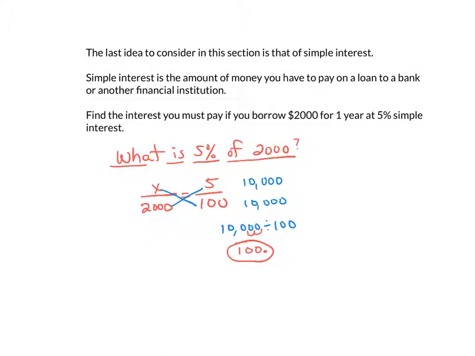which means at the end I'm going to have to pay back $2,100. 2,000 is the original amount of money that I borrowed, also known as the principal, and $100 is the interest.